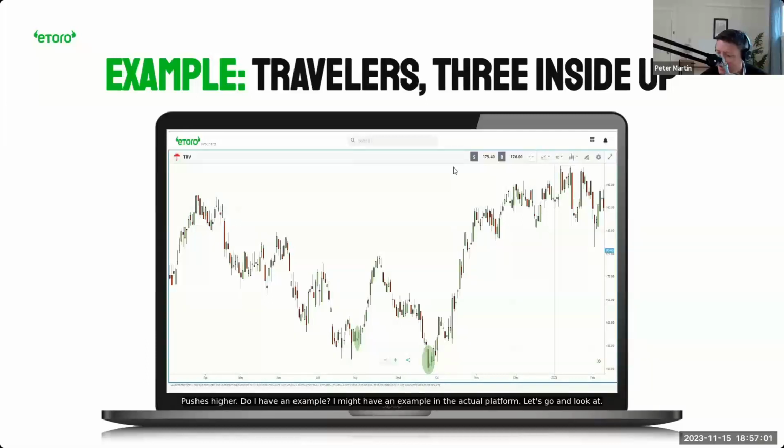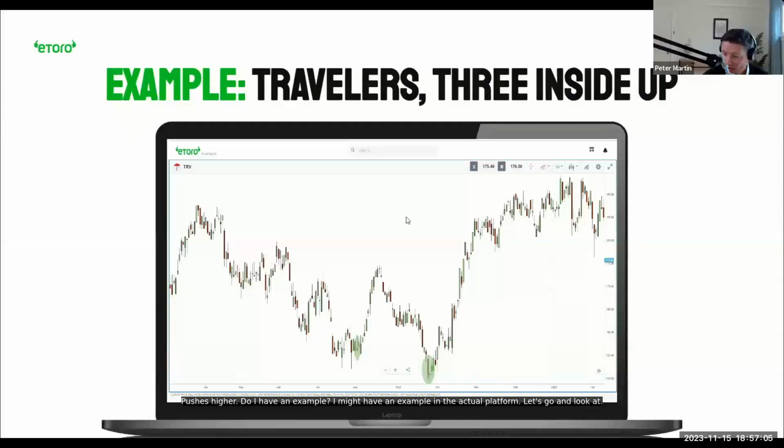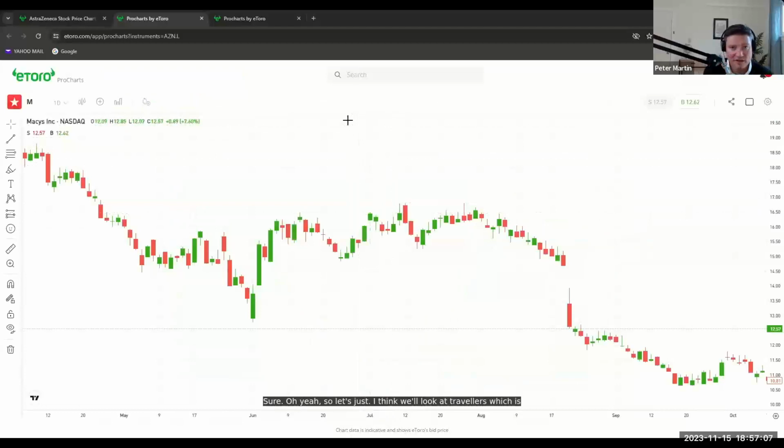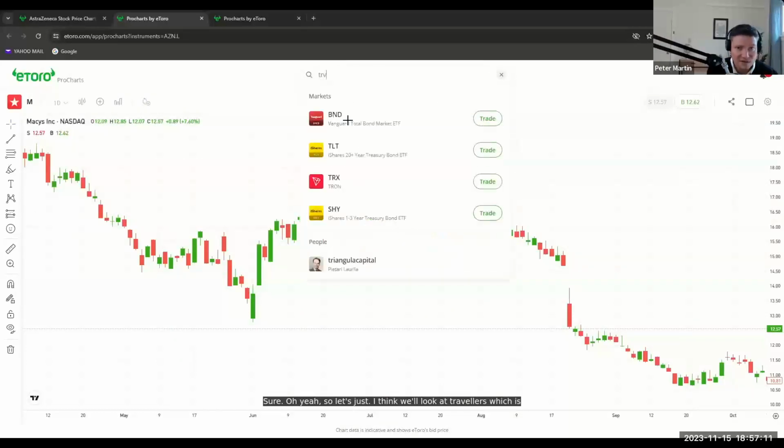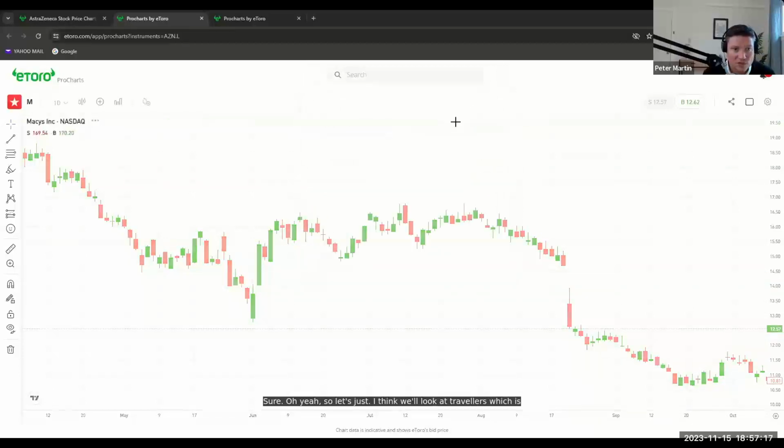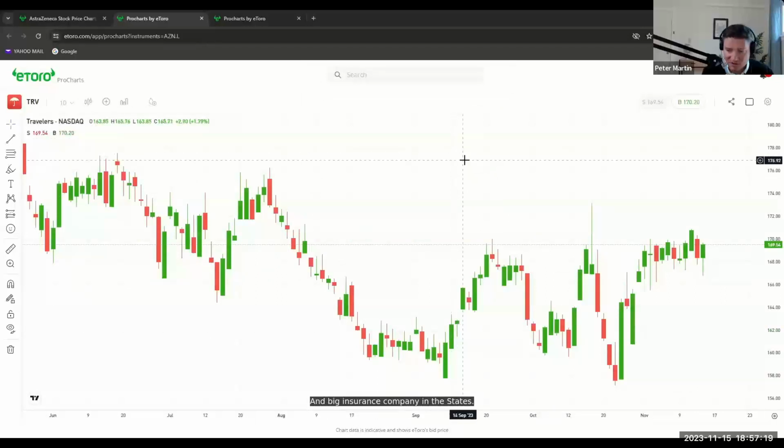Do I have an example? I might have an example in the actual platform. Let's go and look at, oh yeah, I think we'll look at Travelers, which is a big insurance company in the States.